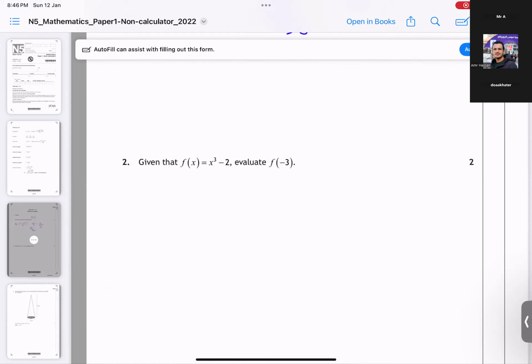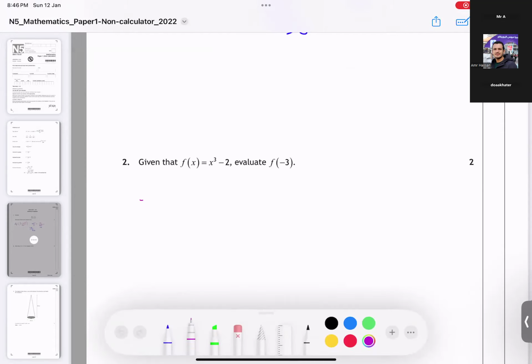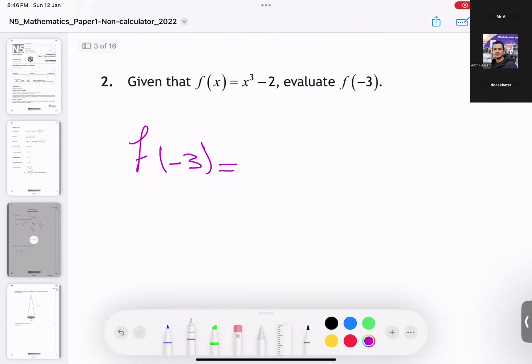What I want to do, this one sounds like a function, which makes sense. Now he asked me to get what is f of -3. So, what do you think? So it's going to be f of -3, right? Wait, hold on. It's not x squared. This one is x to the power 3, right? So this one is -3 to the power 3 minus 2.